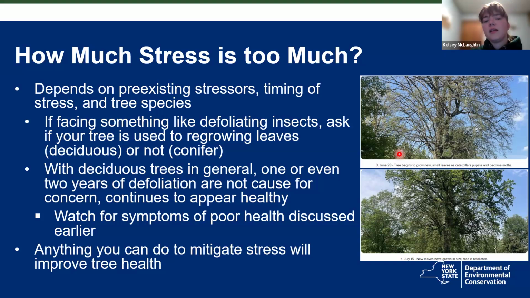So if you're facing something like defoliating insects, like the big spongy moth outbreak that we had a few years ago, ask yourself if your tree is used to regrowing leaves, a deciduous tree, or if it's not, a conifer. And with deciduous trees in general, 1 or even 2 years of defoliation are not usually cause for concern as long as the tree was healthy beforehand and it continues to appear healthy for a year or two afterwards. That said, you still have to watch out for those symptoms of poor health we discussed earlier. If you start seeing those apicormic shoots, the tree is on the way out, unfortunately. And again, anything you can do to mitigate stress will improve tree health.